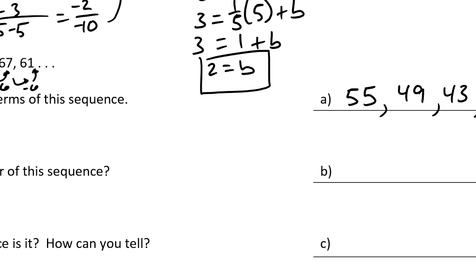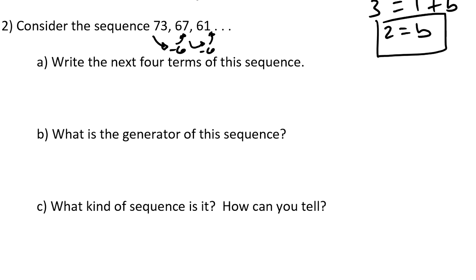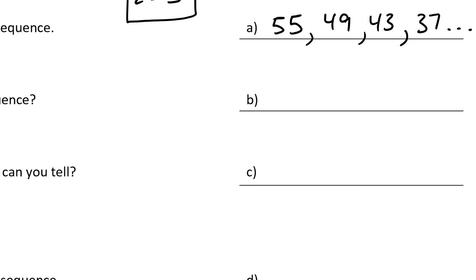The next question says, what's the generator for this sequence? Well, it's subtracting 6 each time. So you can write minus 6, or you can say subtract 6 each time. The point is that it's decreasing by the addition of negative 6, or it's decreasing with addition subtraction, not multiplication division.